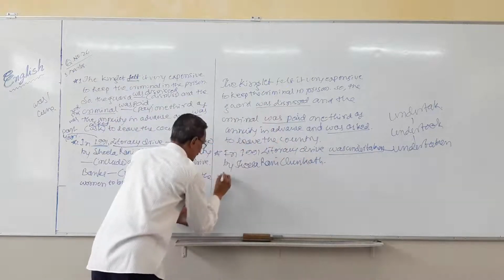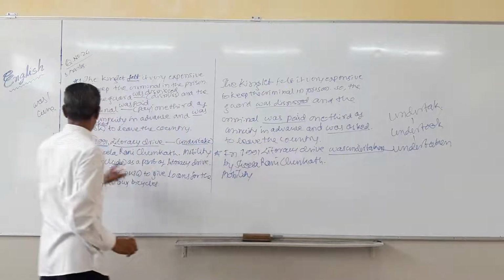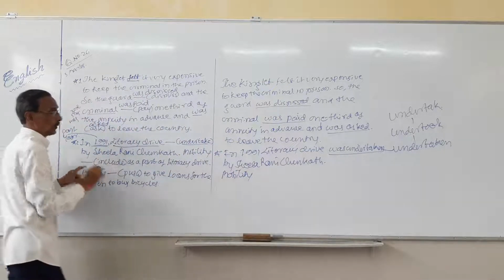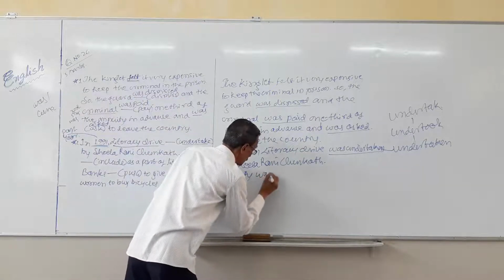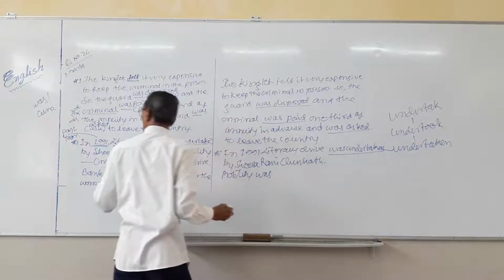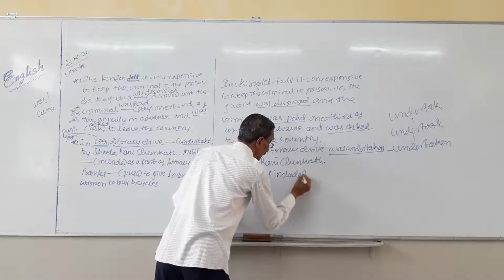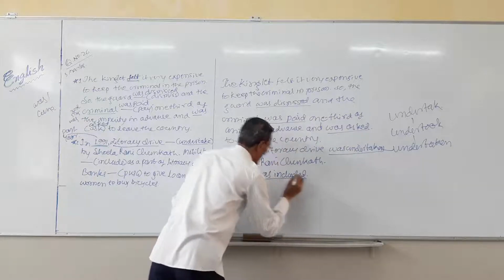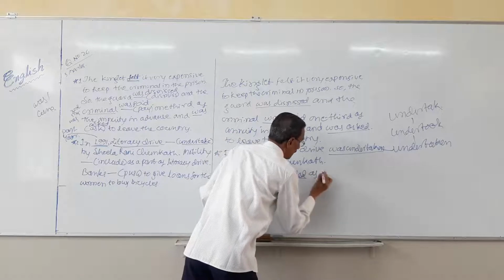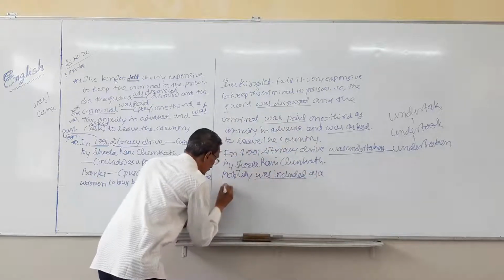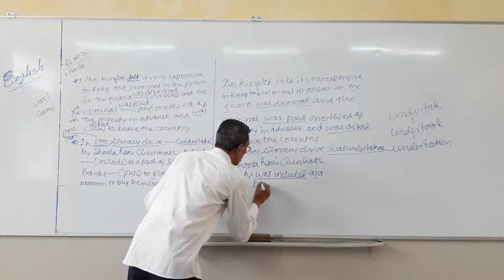Mobility. Next sentence, mobility include. Mobility is also third person singular, and so we will use was included. Was included, underline this one, was included as a part of literacy drive.